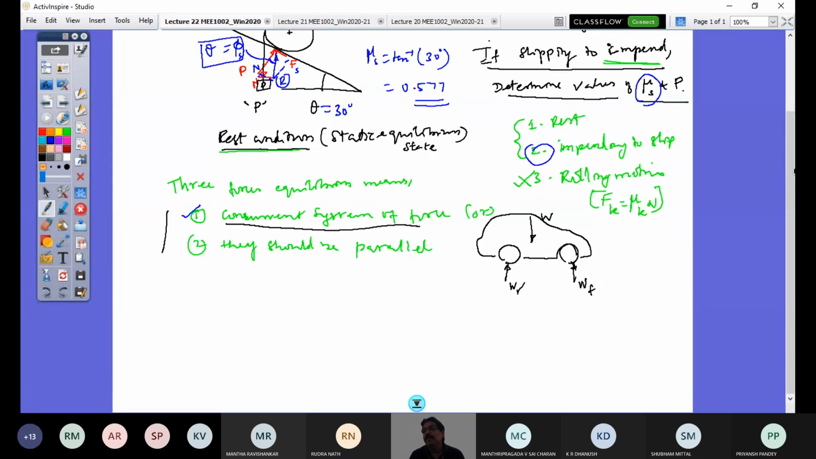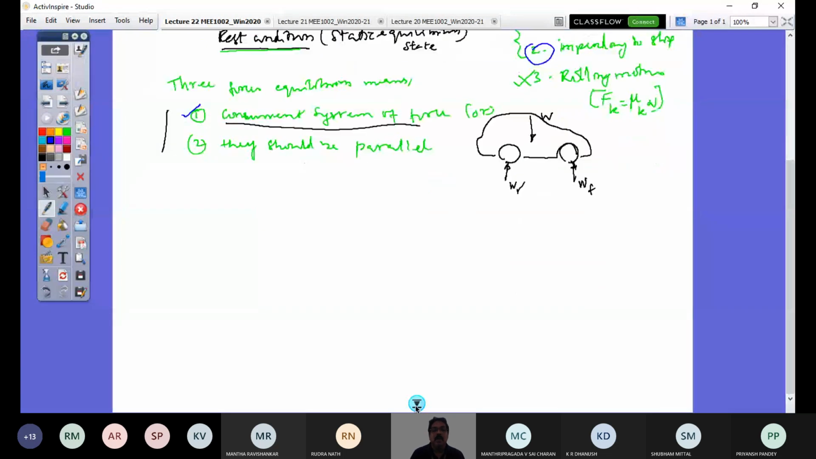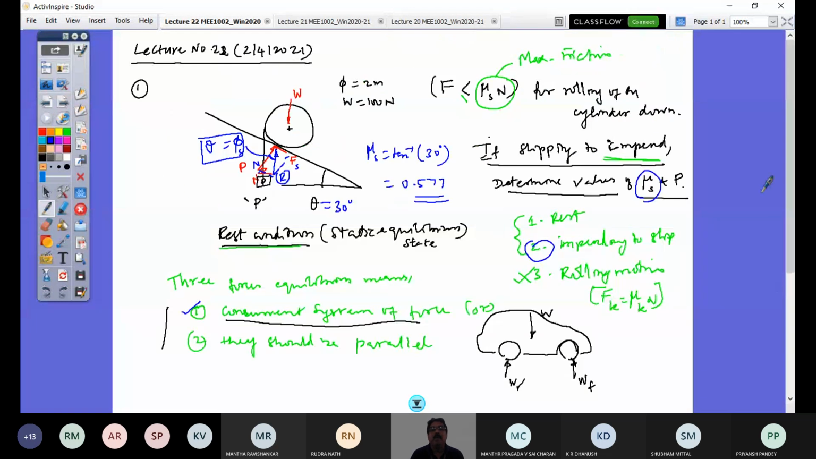How do you do that? So you can develop the equations. So what are the equations? Let us consider this center of the cylinder point O, and let me take moment about point O. If I take moment about point O, this normal will pass through that and W passes through that, so that won't participate in the equation.